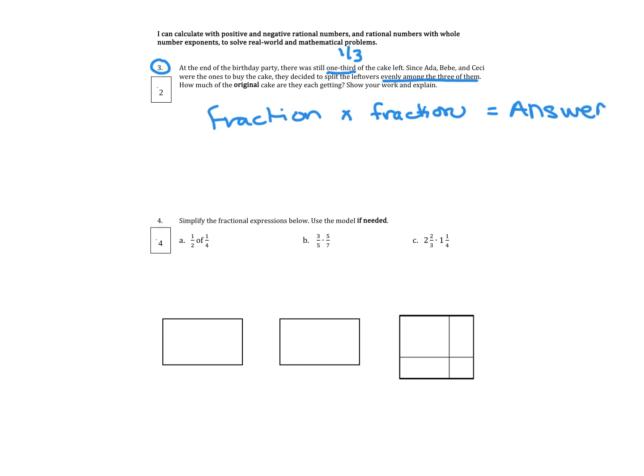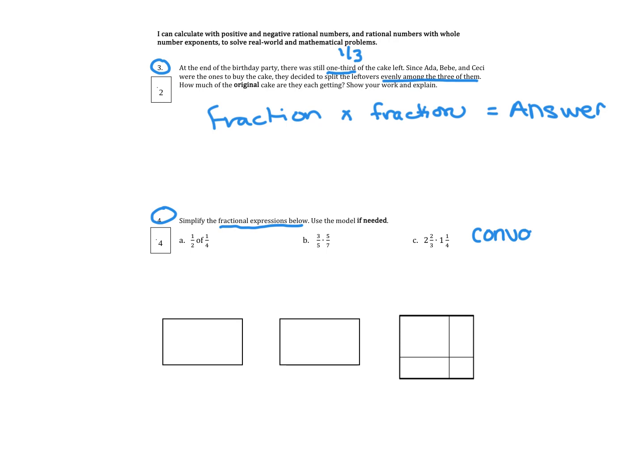Moving on to problem number 4. The directions tell you you need to simplify the fractional expressions below. You can use the model if needed, but you don't need to. So going back to problem number 4A, remember what the word of means in math. Problem B, you're just multiplying, and remember the rules for multiplication. And problem C, that's our mixed numbers. Remember, you cannot have a mixed number. You need to convert both of these first.